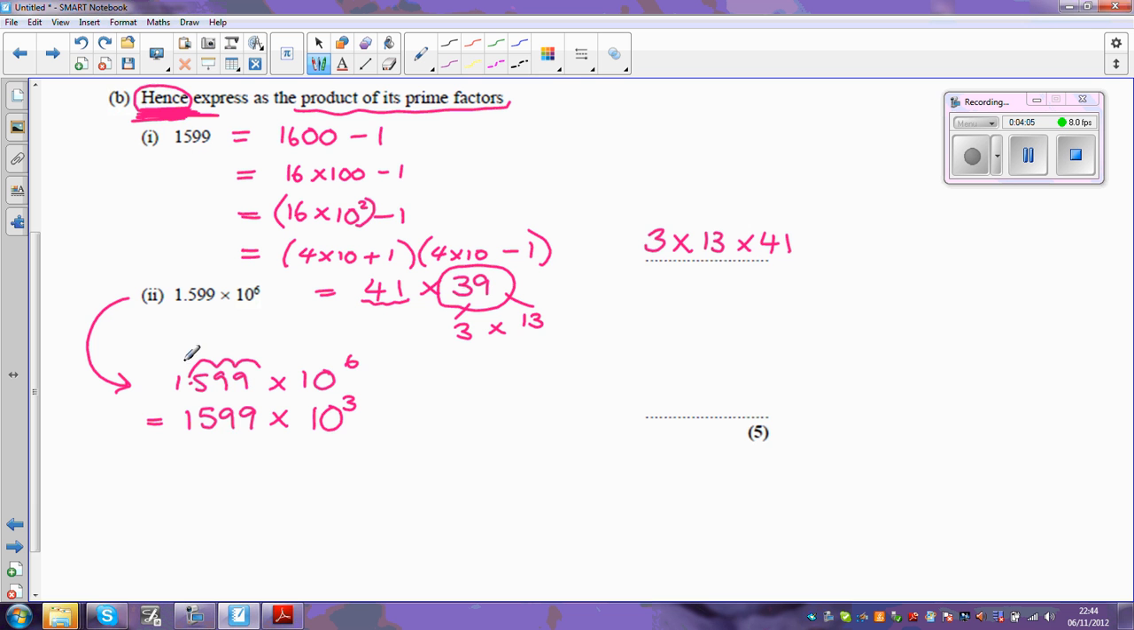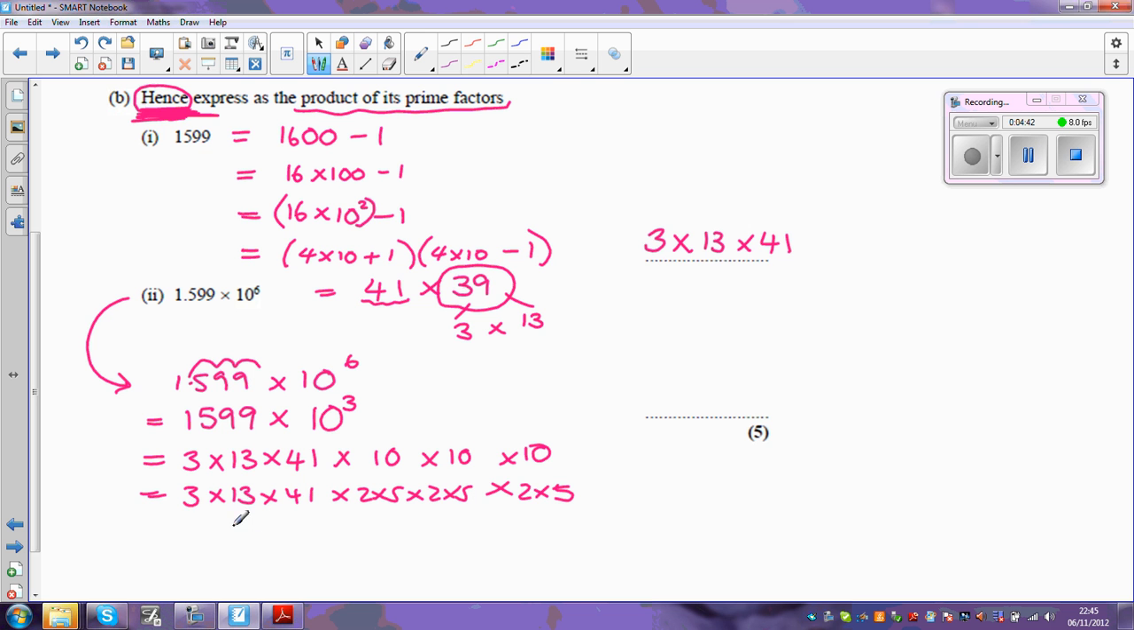So if I want to write this number as the product of its prime factors, well, I already know that 1,599 is the same as 3 times 13 times 41. What I've got to do now is write 1,000, or 10 to the power 3, as the product of its prime factors. Well, one way of doing that, I'm going to write it as 10 times 10 times 10. That's just the same as 10 to the power 3. So in other words, I've got 3 times 13 times 41 times 2 times 5 times another 2 times 5 times another 2 times 5.